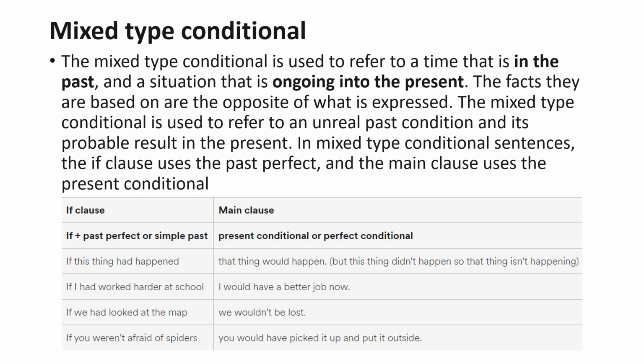So if this thing happened in the if clause, then that thing would happen in the main clause, but this thing did not happen, so that thing is not happening. So if I had worked harder at school, I would have a better job now. If we had looked at the map, we would not be lost. If you weren't afraid of spiders, you would have picked it up and put it outside.